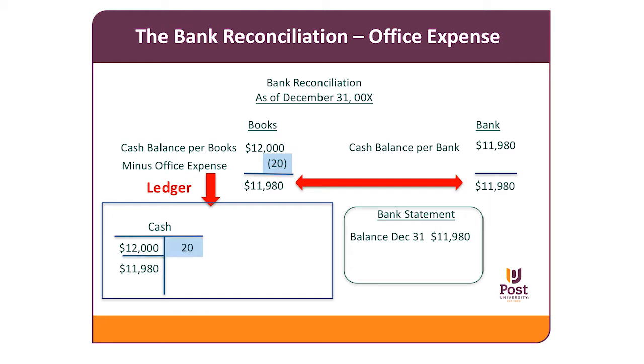Cash is decreased by $20. This would be a credit to cash. Office expense is also increased by $20. That would be a debit to the office expense. The journal entry is then posted to the appropriate ledger account.